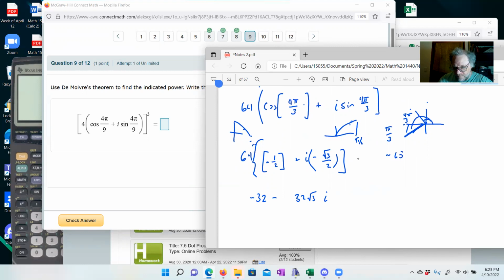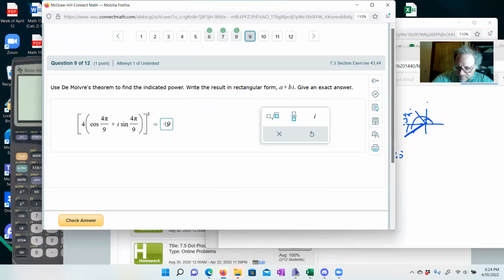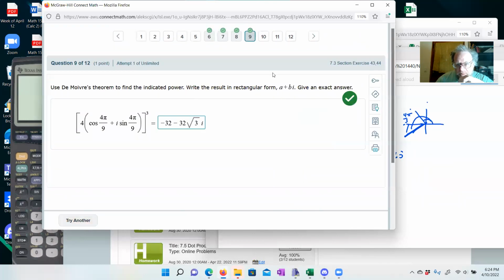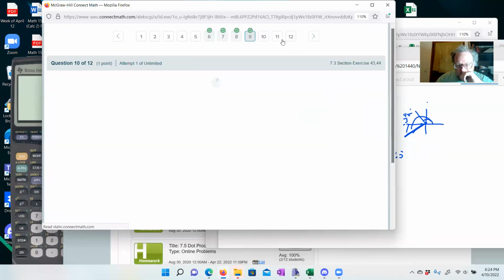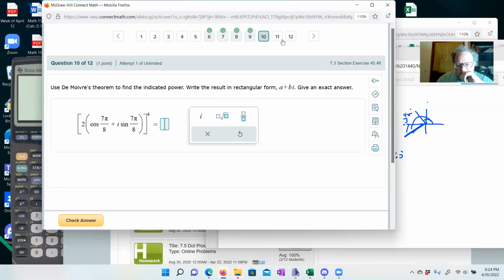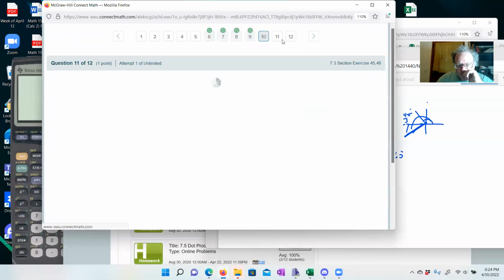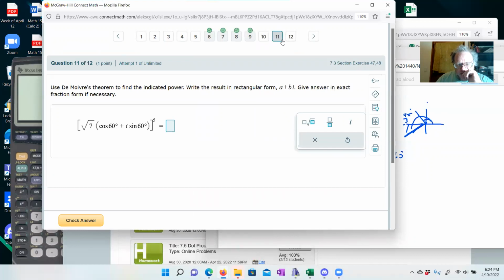Okay, and that's where we are with this. So this is going to be negative 32. Okay, minus 32 square root of 3 i. Okay, and that should do it. All right. Let's see what else we have. That's the same problem. That is nearly the same problem.